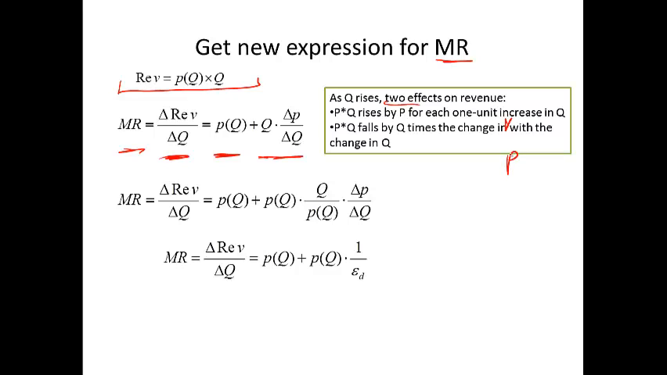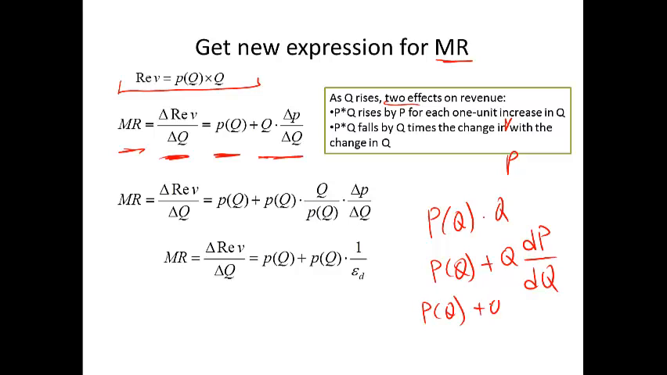Now, if you're a calculus buff, you'll recognize this as an application of the product rule. If you just have P of Q times Q, the derivative of that with respect to Q is P of Q times the derivative of Q, which is just 1, plus Q times the derivative of P with respect to Q, which we in this course tend to call P of Q plus Q times delta P over delta Q. So that's where we get this equation right up here.